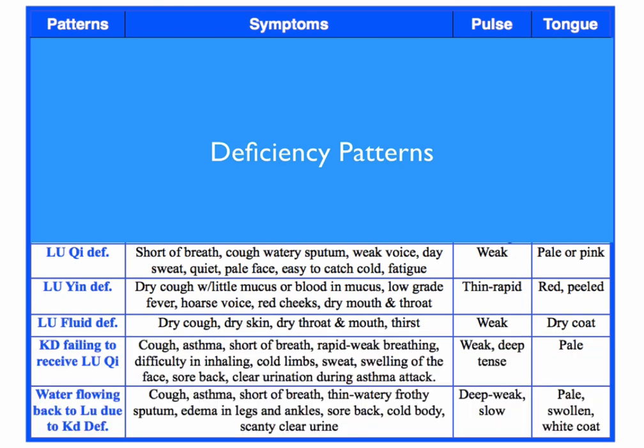So that's pretty simple. The last two are a little bit different, and those are a little bit harder to explain when I teach my students. So the first one is kidney failing to receive LU Qi. So if you remember from the kidney function in foundation, one of the functions of TCM kidneys in foundation was to receive LU Qi and be able to grasp it.